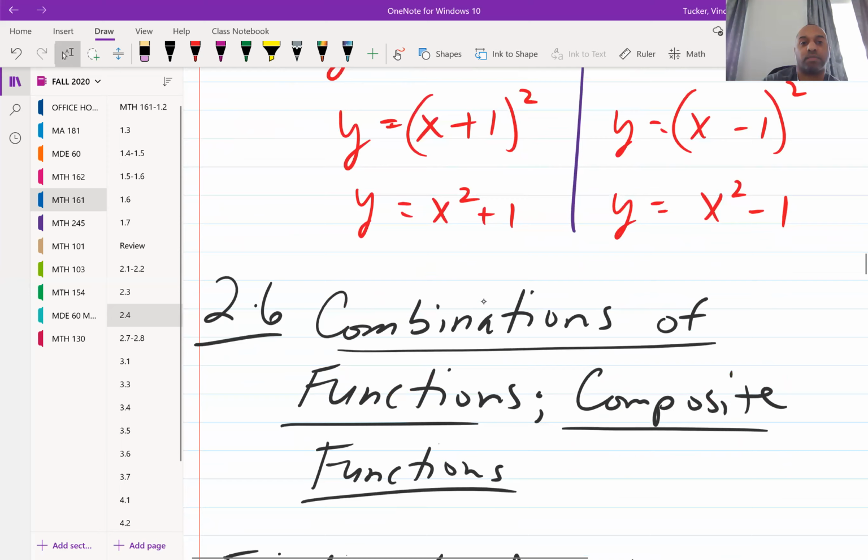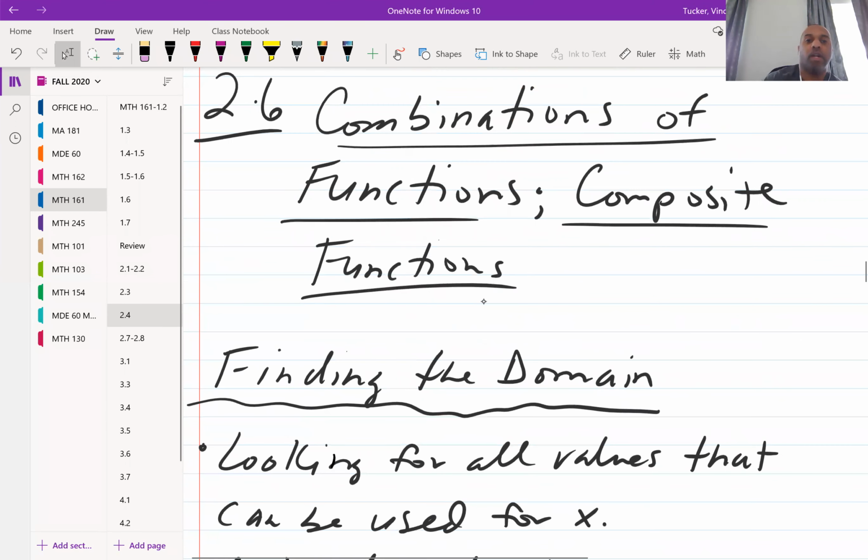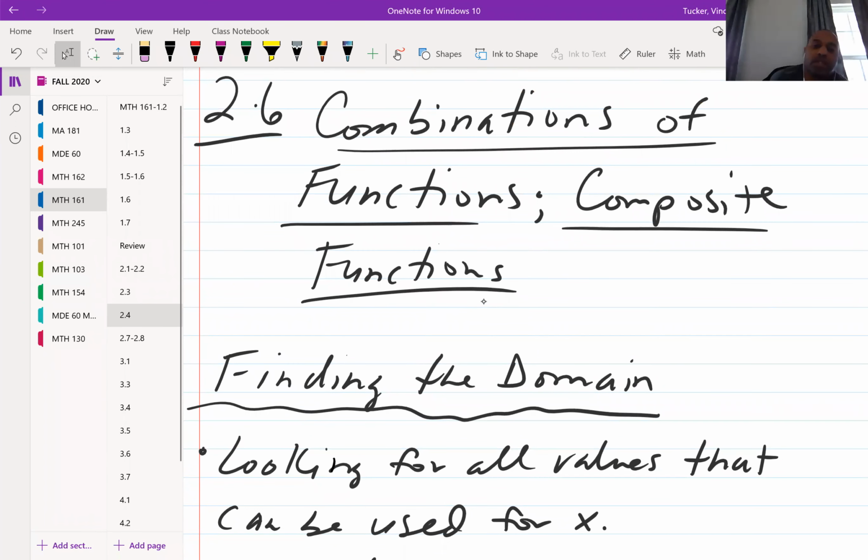All right. 2.6, combination of functions and composite functions.